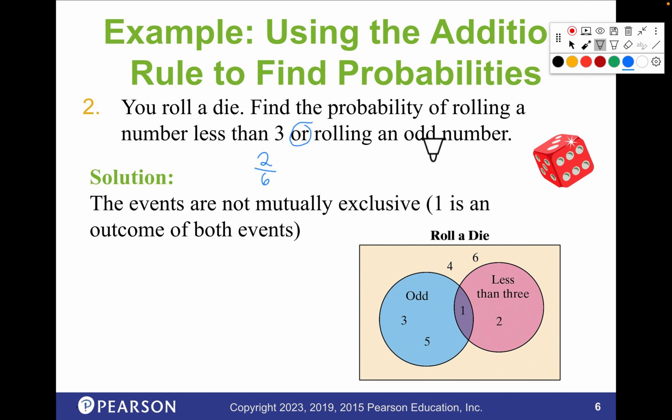or rolling an odd number, how many odd numbers are there on a die? 1, 3, 5. That was 3 numbers out of 6. And if we just stopped here, we would say that's 5 out of 6. That's a pretty good chance. But we counted one of the numbers twice, didn't we? We counted 1 for the first group being less than 3. We also counted 1 as being an odd number. So we just have to say, okay, I counted 1 twice, so let me subtract it off, so I only counted it once.